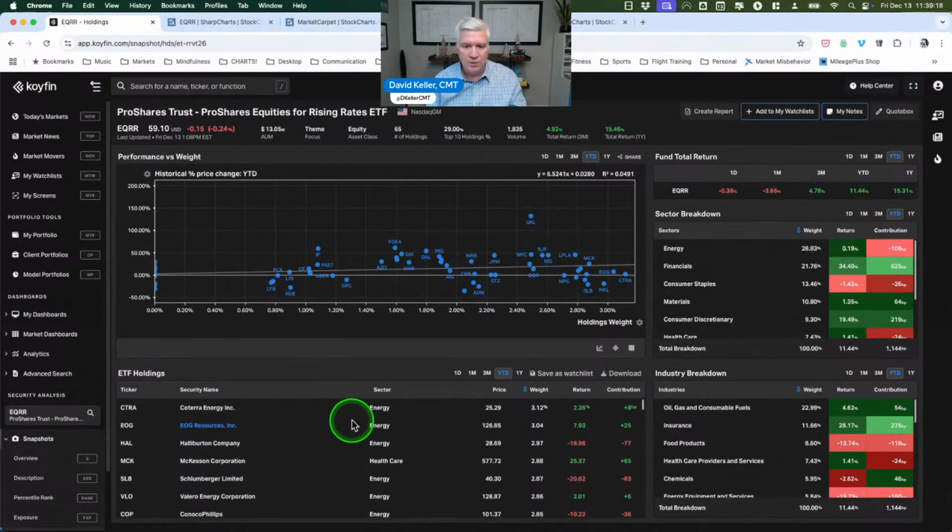9 of the top 10 holdings are in energy, and energy makes up about 29% of the ETF. So you own a bunch of energy stocks with EQRR right now. And second is financials. That's the two sectors we mentioned that tend to do well, so I'm not surprised. And after that, it's consumer staples, materials, consumer discretionary. I can see that in the sector breakdown here. So basically the EQRR, you're making a big energy bet right now.